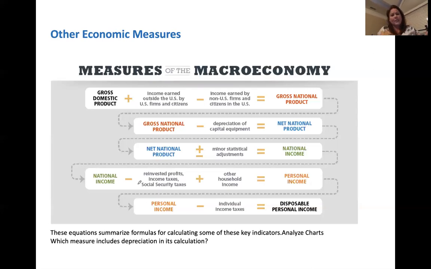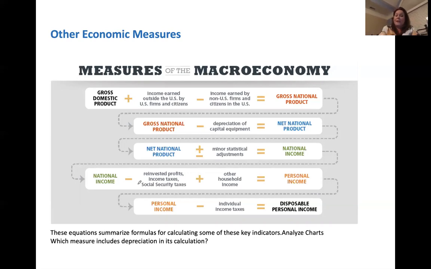So gross national product, again, this is where we subtract out from the gross domestic product any foreign companies and non-U.S. citizens. And then we add in any income by offshoring U.S. firms and citizens living abroad or in another country. The net national product is where we take the GNP and account for depreciation. So any equipment that's there, we're going to depreciate that. The net national product will be that GNP with a few minor statistical adjustments.